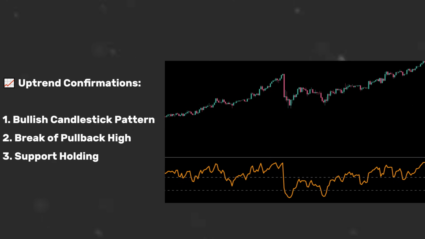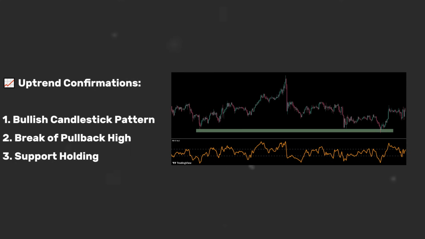2. Watch for the break of the pullback high. This means that price moves above the high of the last bearish candle from the pullback. When this happens, it confirms that the pullback is over and the uptrend is continuing. 3. Check if the price is holding a support level. If the pullback happens at a support area, this area pushes the price up and helps end the pullback. This makes the RSI signal stronger and more reliable.